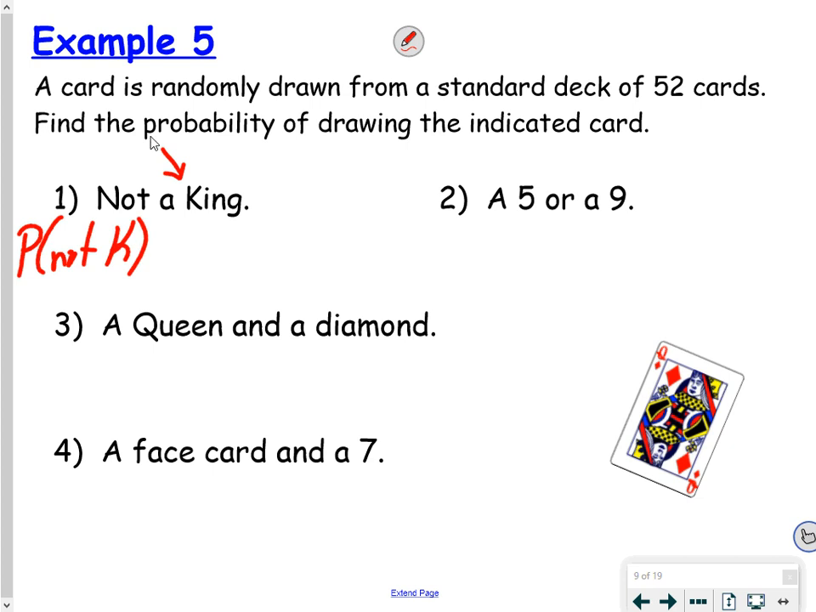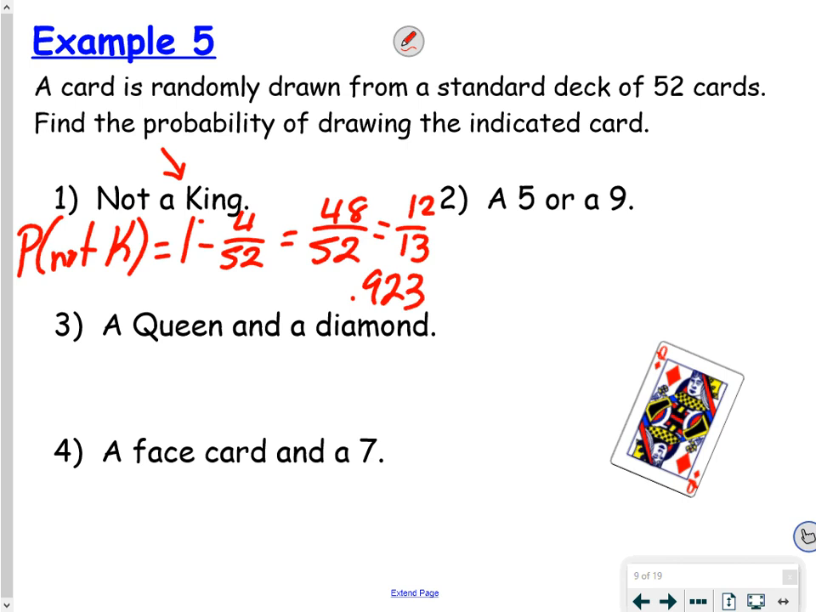We know that there's 4 kings. So the probability that it's not a king is just 1 minus the 4 out of 52 cards, those 4 kings out of 52. That's really 52 minus 4, which is 48. So if there's 4 cards that are kings, there's 48 cards that are not kings. If we simplify, that's 12/13, or 0.923, which would be 92.3%. For these more realistic examples, I always like to figure out the percent so we can relate.